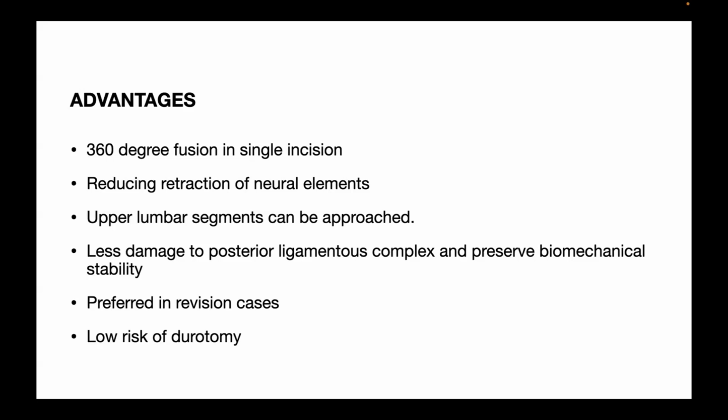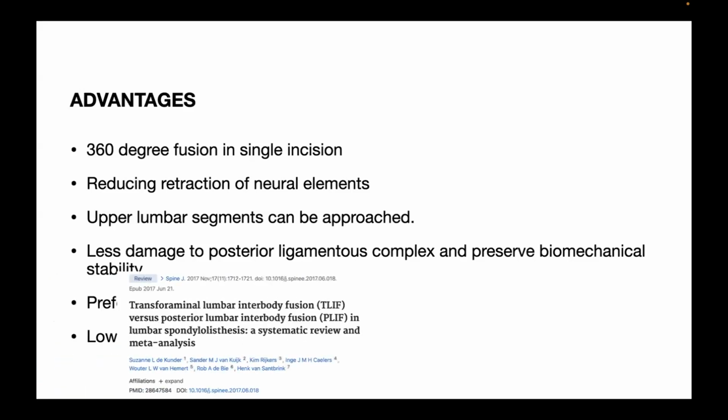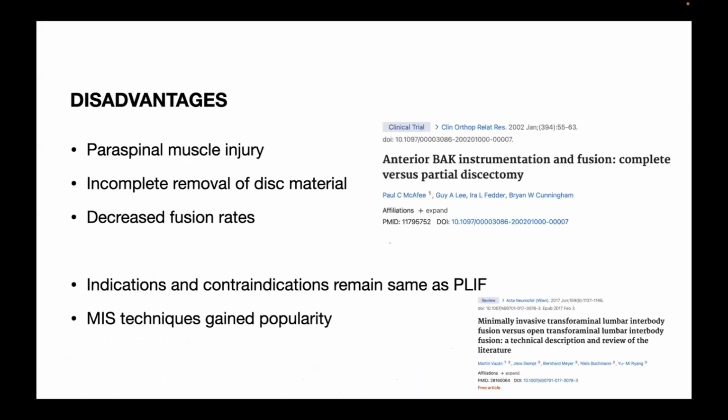As in revision surgeries there will be much epidural scarring, it avoids the scarring area, and there is low risk of durotomy happening in this procedure. Coming to the disadvantages, again, there will always be a risk of paraspinal muscle injury. Since the TLIF approach is unilateral, there will be an incomplete removal of disc material, and studies have shown that incomplete removal of disc material decreases the fusion rates.